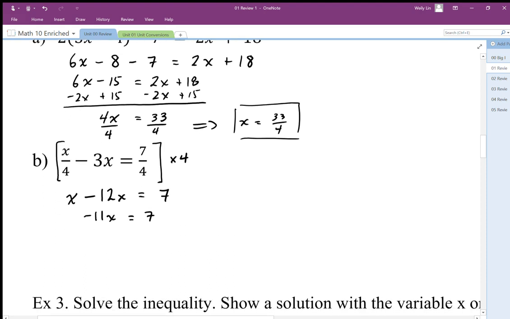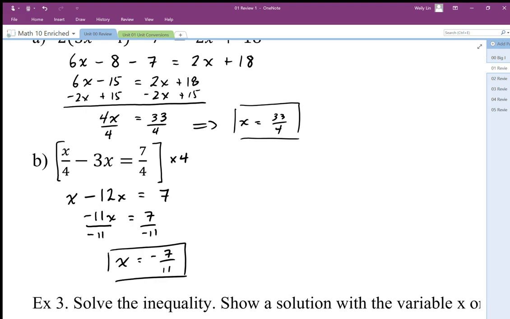How do I undo a times negative 11? I divide by negative 11, and I end up with negative 7 over 11. Okay, so there's my final answer, and I can check it by substituting it back in. Now this is going to look kind of awkward when we substitute back in, but it will work.